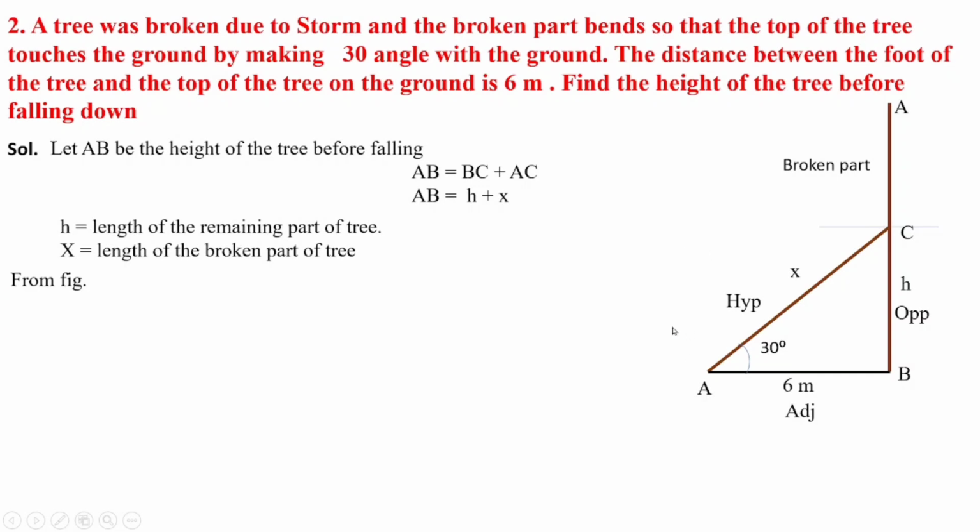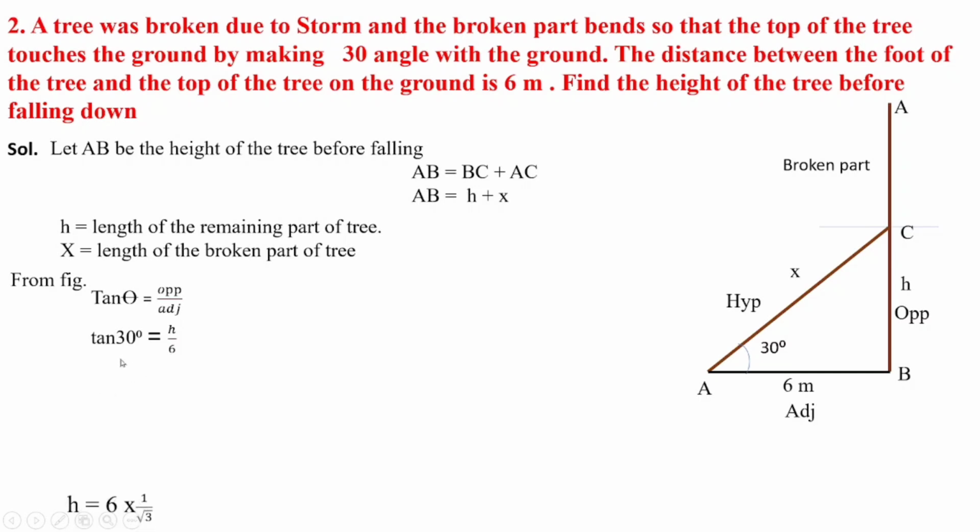Now from the figure, try to understand which trigonometric ratio I should take. I have to find both X and H. I only know the adjacent side and the angle, so I will take tan theta. Tan theta is opposite by adjacent, so I will get the value of H. Here theta is 30 degrees. If I substitute the values, theta is 30 degrees, the opposite side is H and the adjacent side is 6.